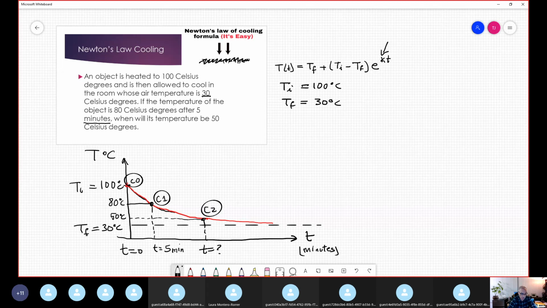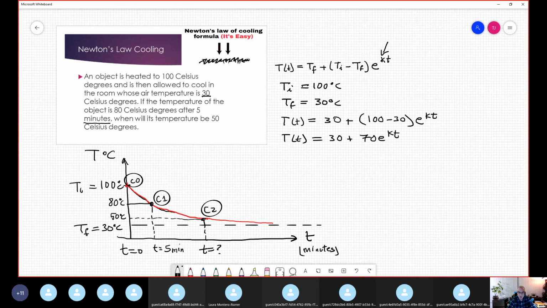Okay, let's do it. Entonces, my formula is, I plug in temperature at any time is equal to 30 plus 100, que es initial, minus 30, e to the k. Okay? Temperature at any time is equal to 30 plus 70 e to the k, because 100 minus 30 is 70. Okay, and this is my super important formula. And this is a specific problem. Another problem has another number. This problem, yes.